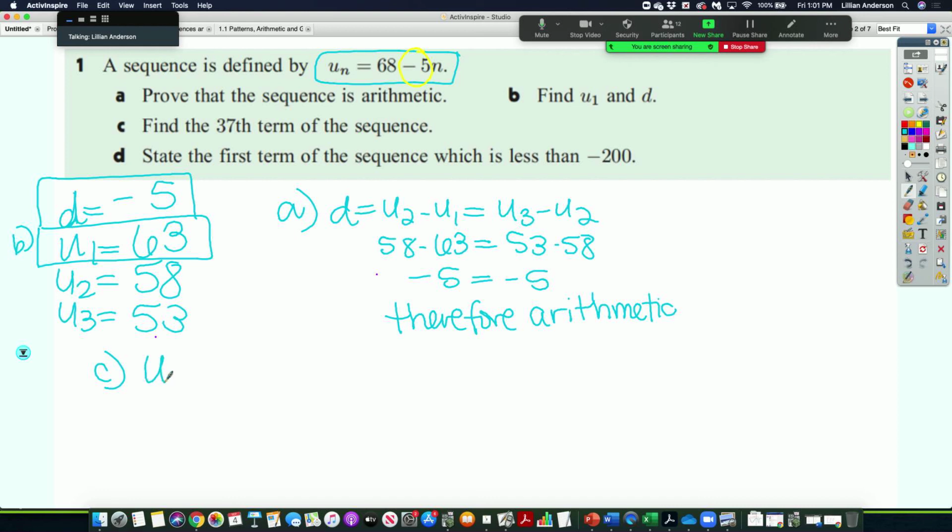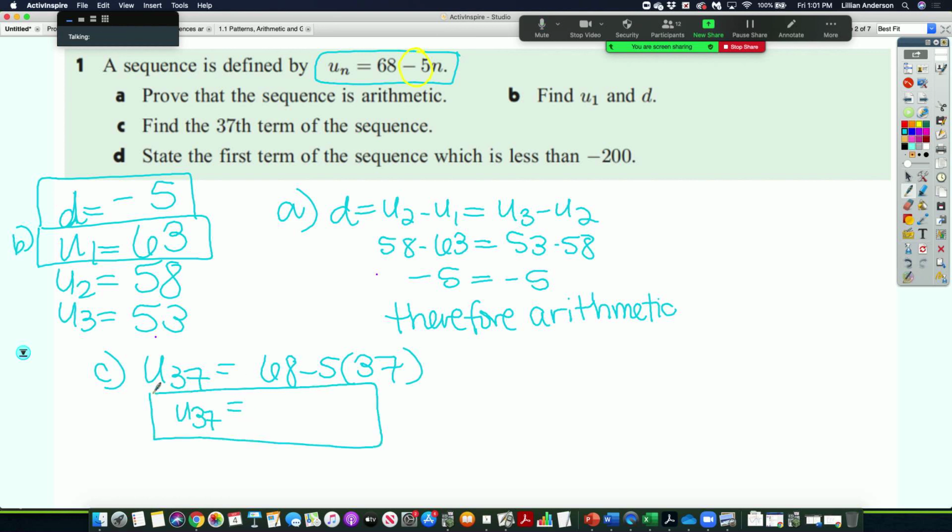Now I need to find my 37th term. Even if you couldn't get A or B, you could have at least gotten C because I gave you the explicit formula. All you had to do was plug 37 into this explicit formula to find what that 37th term was. So we're plugging in 37. We're going to do 68 minus 5 times 37. And Shania, what do we get for my 37th term? Negative 117. You said negative 117? Yes, ma'am.